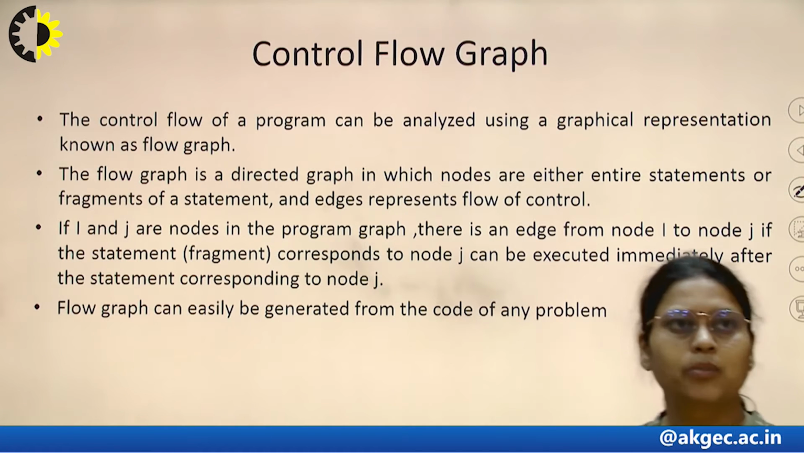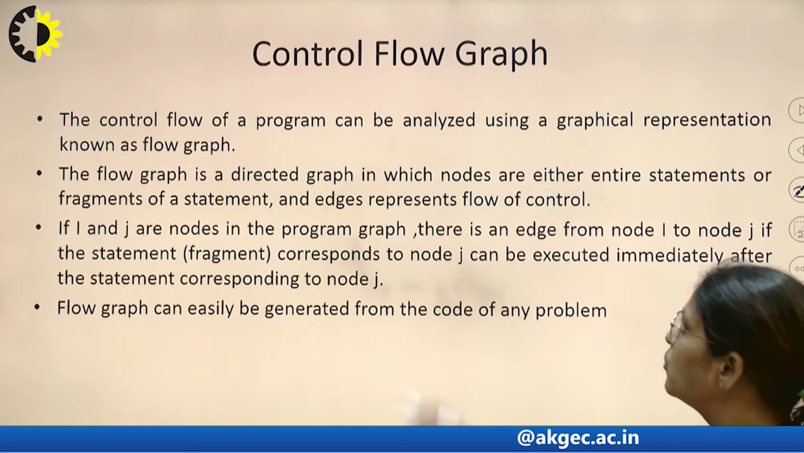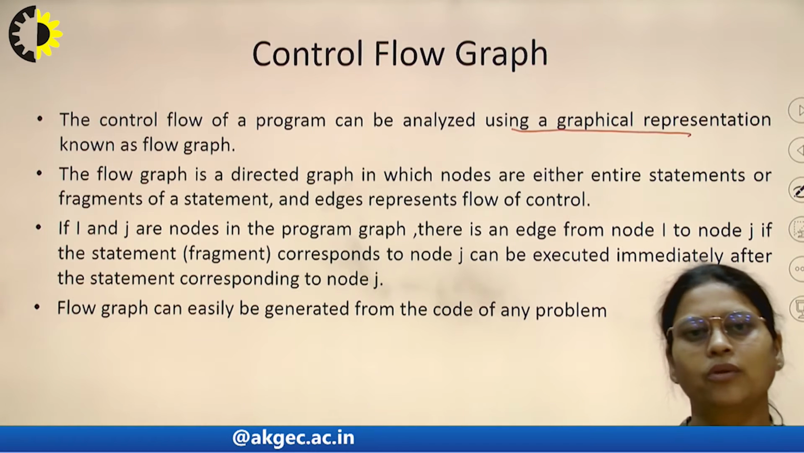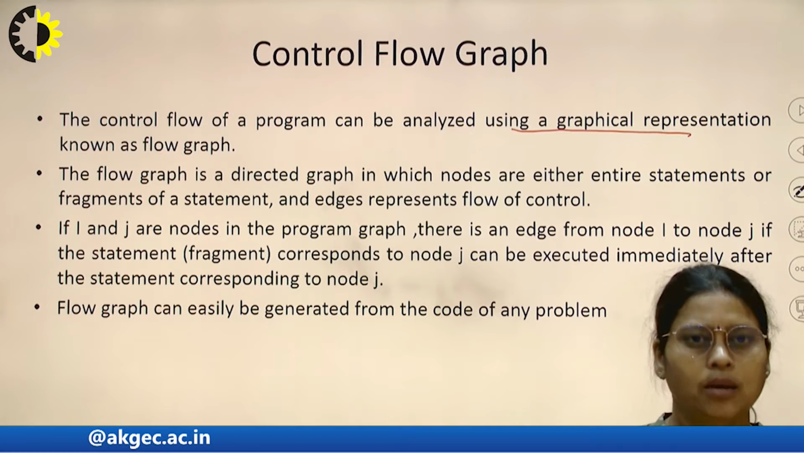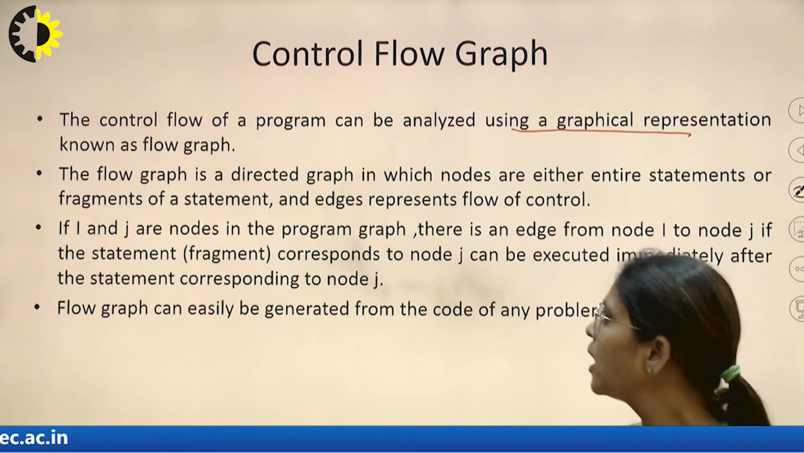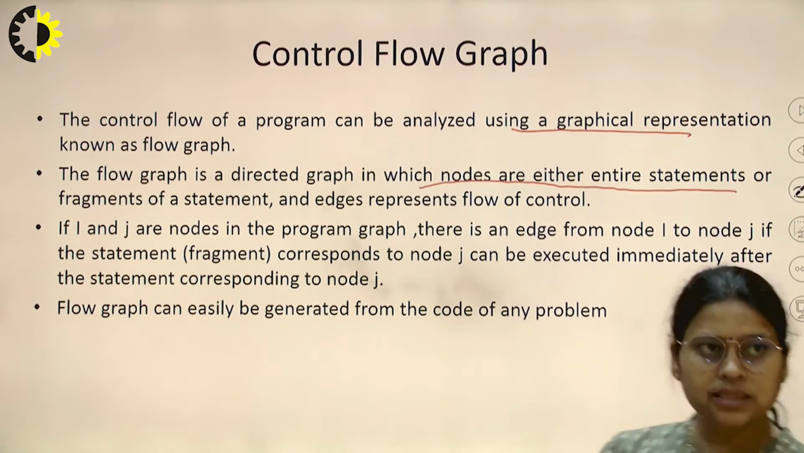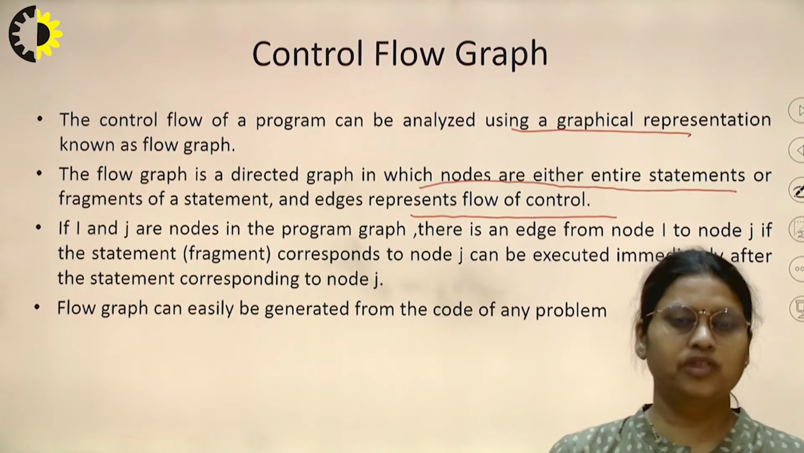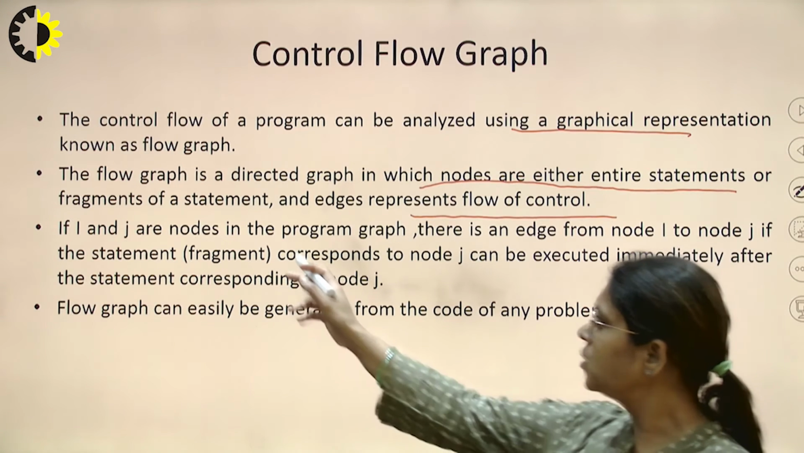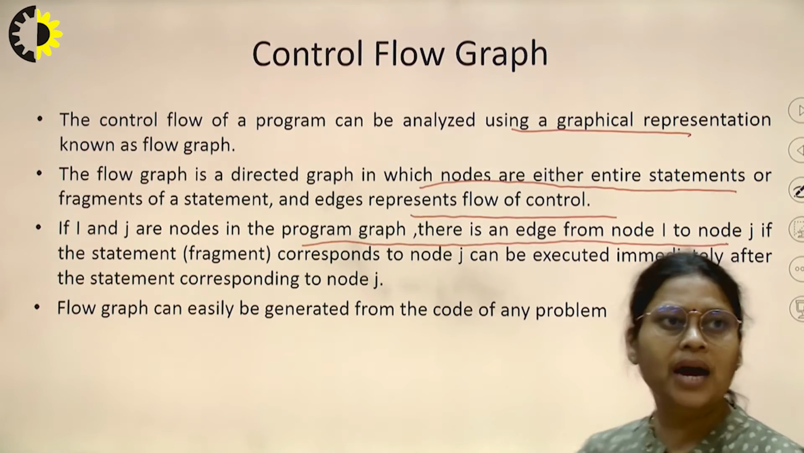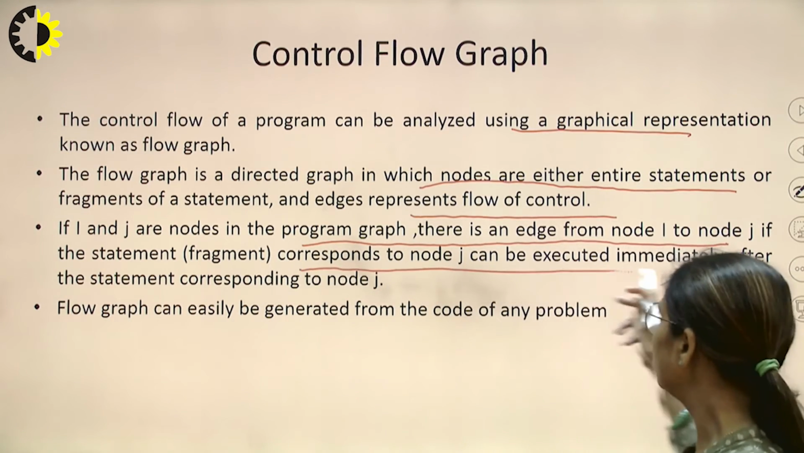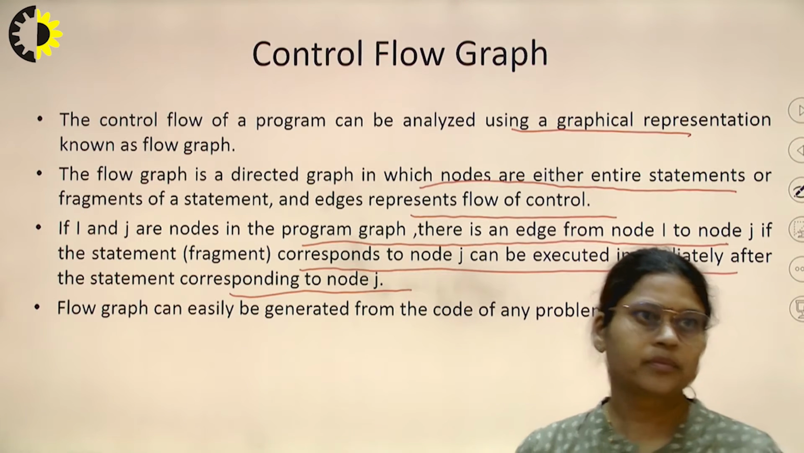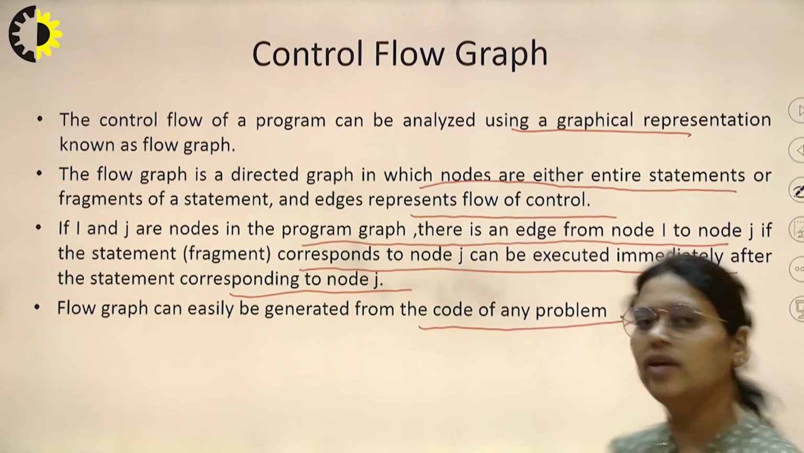First of all, we discuss the control flow graph. The control flow graph of a program can be analyzed using a graphical representation called a flow graph. We convert the set of statements of the program into a number of nodes and edges. The flow graph is a directed graph whose nodes are either entire statements or fragments of statements, and the edges represent the flow of control between the statements. Suppose i and j are nodes in the program graph. There is an edge from i to j if the statement corresponding to node j can be executed immediately after the statement or fragment corresponding to i. The flow graph can be generated from the code of any program.